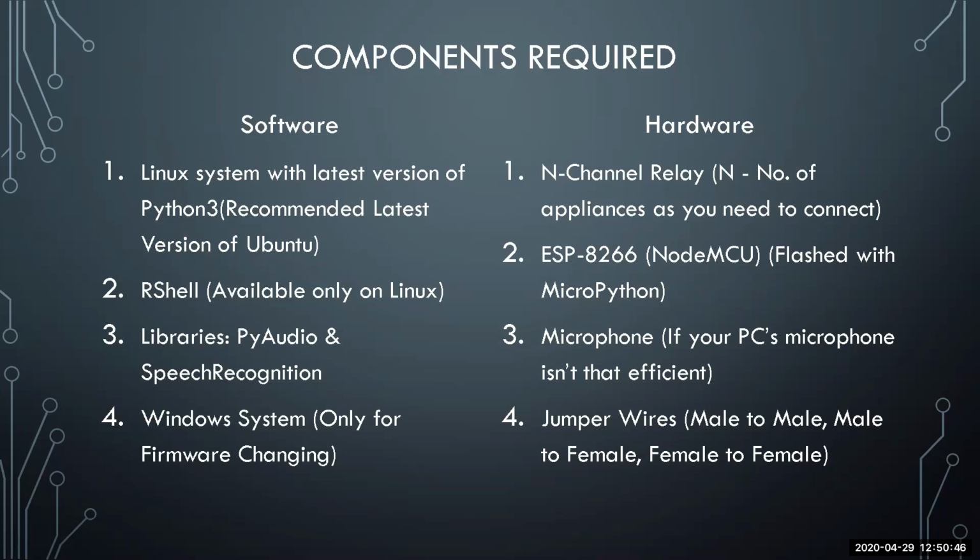Software and hardware is required to do any project. So let's start with software. We'll be using a Linux system. We recommend Ubuntu, but you can use anything else also. You have to download the latest Python 3. You'll have to download R shell, that is a part of Python, and you have to download two libraries: PyAudio and speech recognition, the very important libraries.